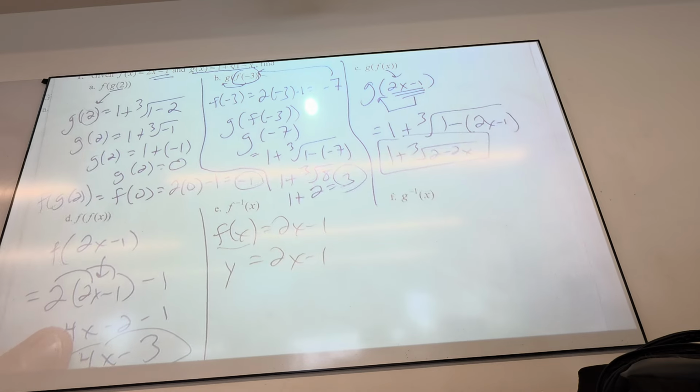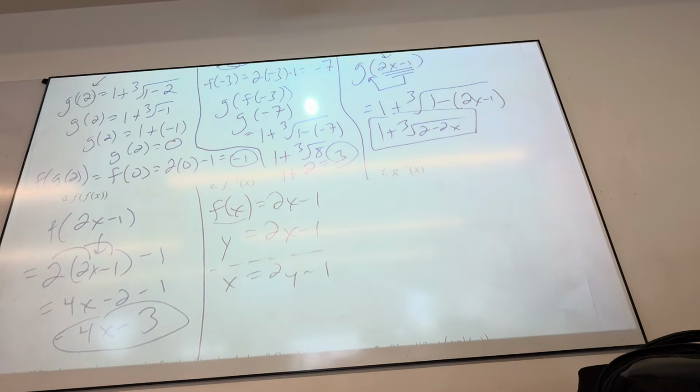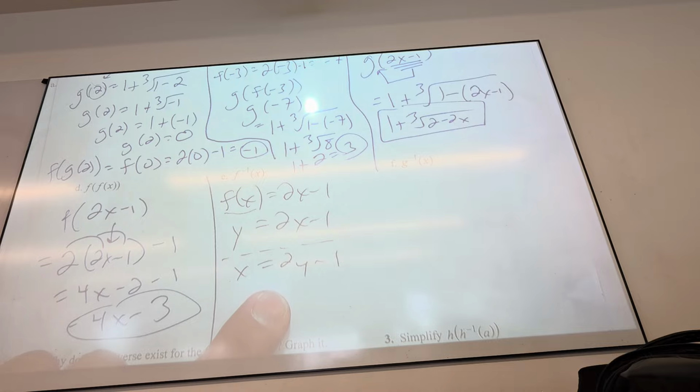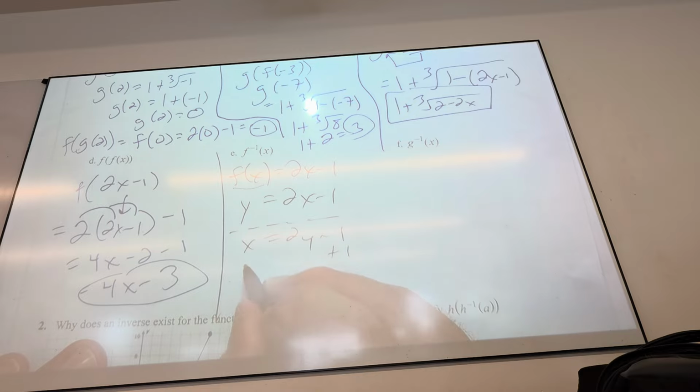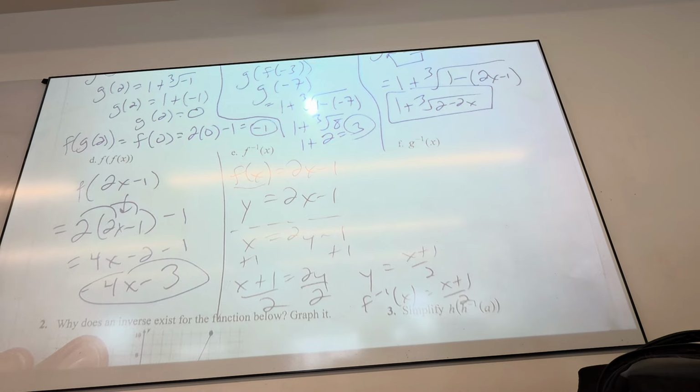And now what do I do to start solving for the inverse? What did I do? Yeah, swap x and y. And now solving for y is not too bad. There's nothing too crazy going on here. How do I solve for y? Add 1 to both sides. And then divide both sides by 2. So I get y equals this, which means f inverse is this.